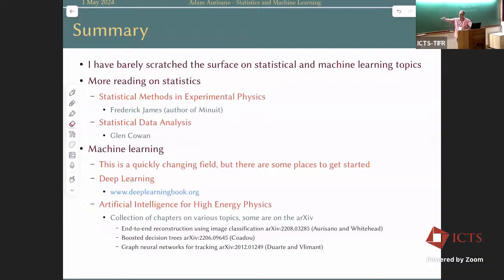I was involved with one of these chapters, on CNNs and GNNs for image reconstruction. But there are a ton of really nice ones: a boosted decision tree one, graph neural networks for tracking, and there are also some statistical issues in there, like how to deal with nuisance parameters in general. That one is written at a high level by Tommaso Dorigo, who's fantastic in statistics. If you can find those online, they're a pretty good resource.